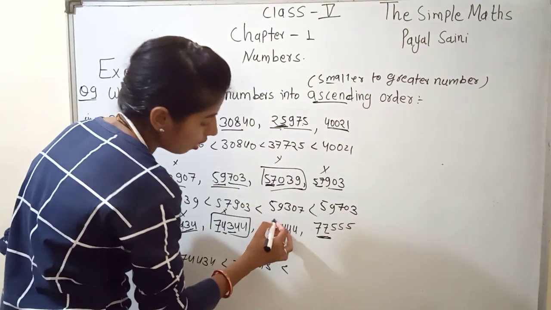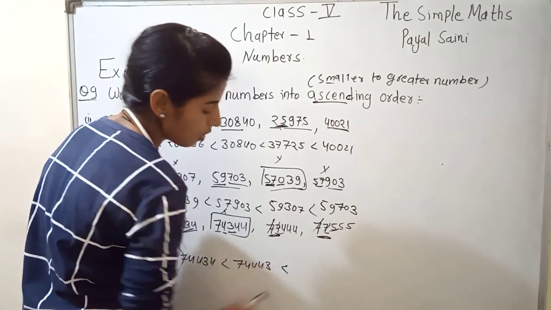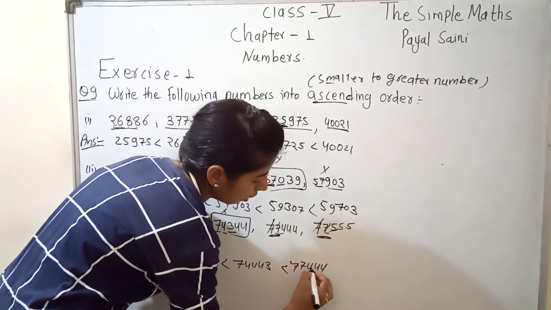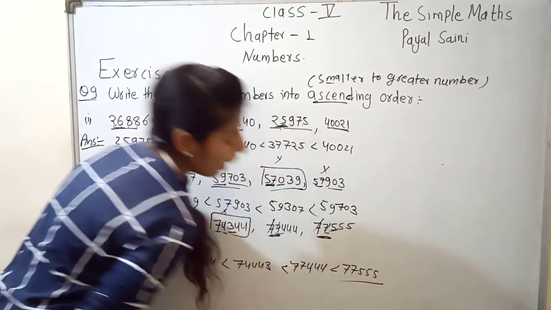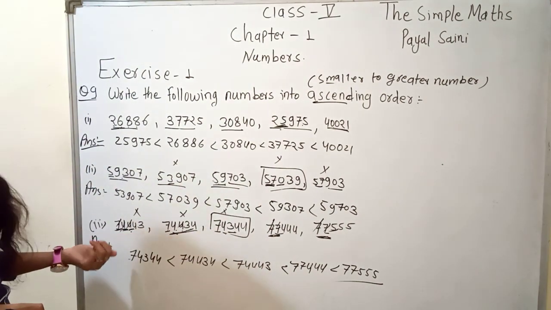Now we start here. 7 cut by 7, 7 cut by 7. Here is 5 and here is 4. Then 7, 7, 4, 4, 4 is smaller. And last is 7, 7, 7, 5, 5, 5. And if you don't understand by the cutting method, then you read.